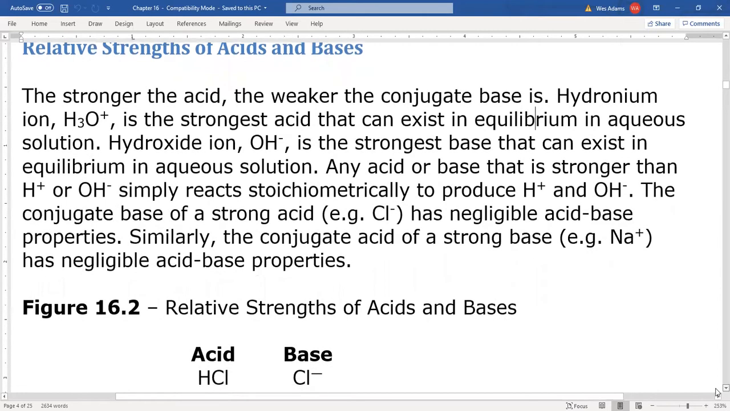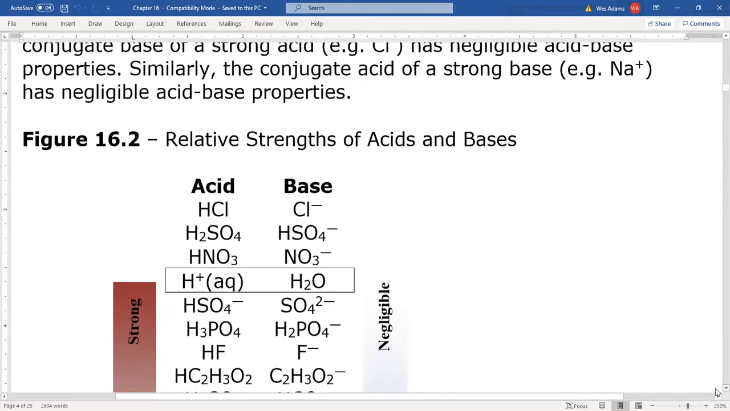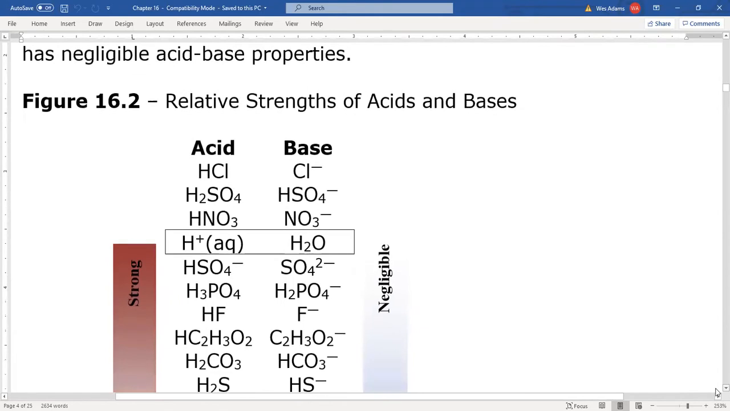Similarly, the conjugate acid of a strong base, like the sodium ion for sodium hydroxide, would have negligible acid-base properties. So if we look at a schematic, we see strong acids like HCl, H2SO4, HNO3, and their conjugate bases are chloride, hydrogen sulfate, nitrate. They're not bases. Hydrogen sulfate is amphoteric, and we've got H+ with conjugate base water.